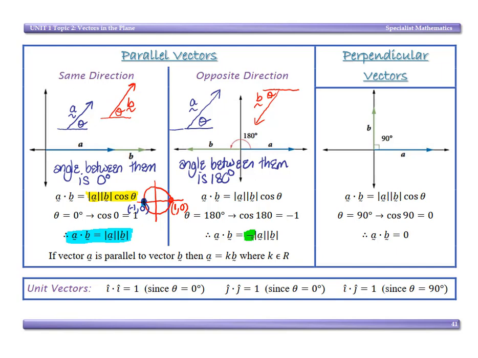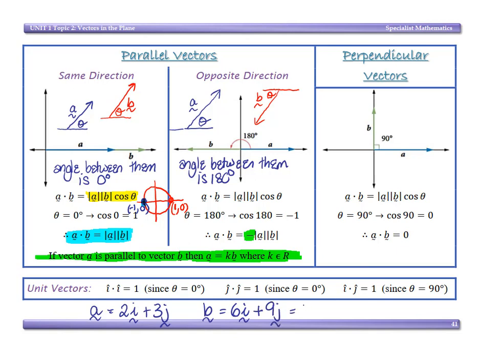Now following on from this, if vector A is parallel to vector B, then vector A is going to be a scalar multiple of vector B. Putting that into context, if we have vector A equals 2i plus 3j and vector B equals 6i plus 9j, which is the same as 3 all outside of 2i plus 3j, and what you should see there is here is my vector A. So that can be rewritten as 3A. So my scalar, my k value, is 3.